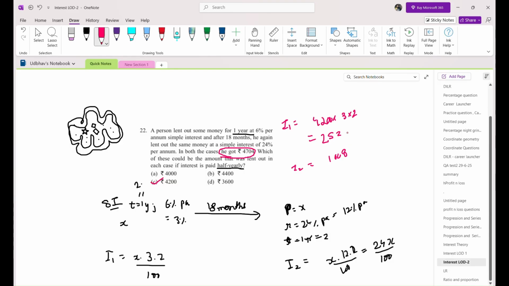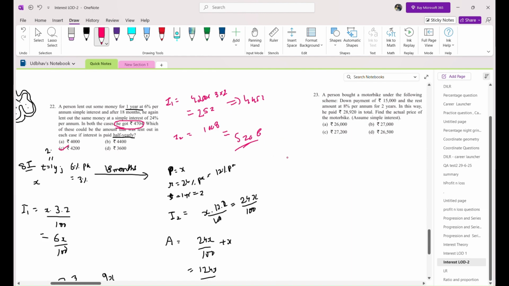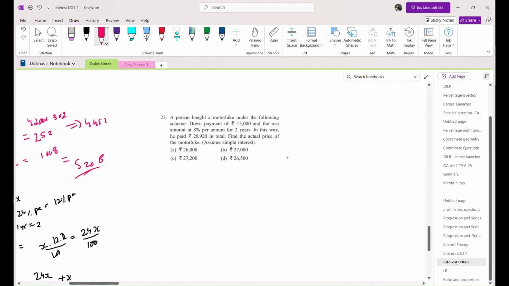So from here, if you find the amount, it comes out to be 4452, and from here if you find the amount, it comes out to be 5280. In neither of these the amount is 4704. So the answer given is not matching, maybe, I don't know. This question is ambiguous. Moving on to the next question.